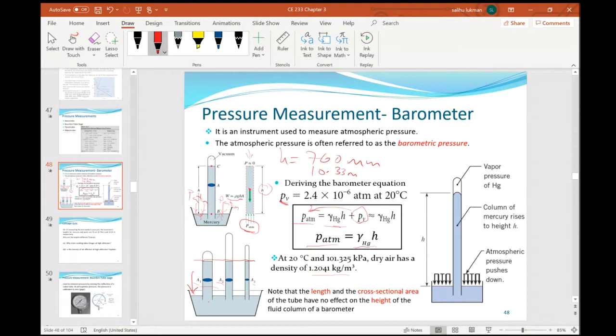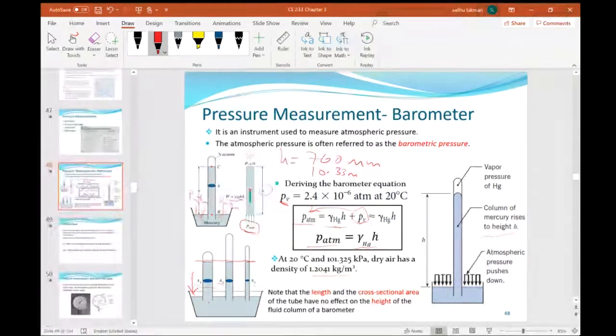So this is it. You have the vapor pressure for mercury, and you have a column of mercury that rises to a height h, and this atmospheric pressure pushes down on the mercury, the resulting effect of which is that the mercury rises up in the column.